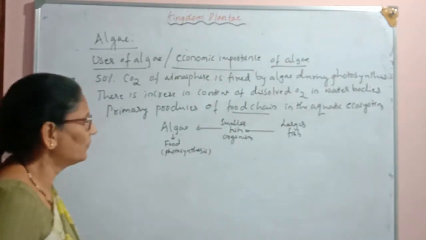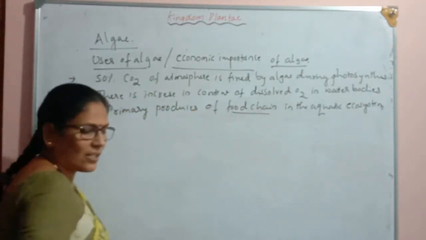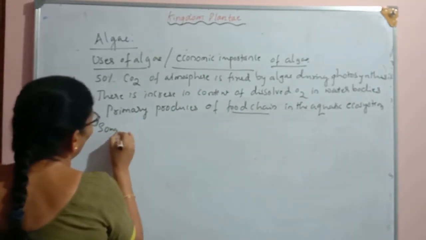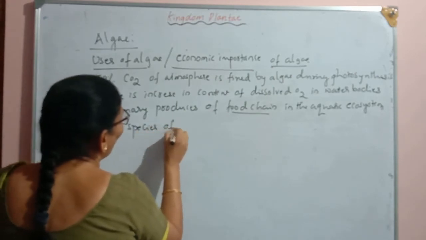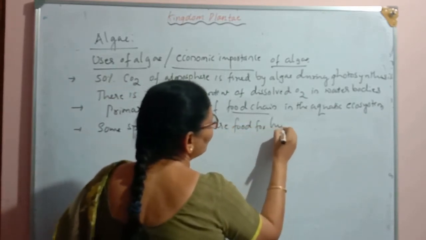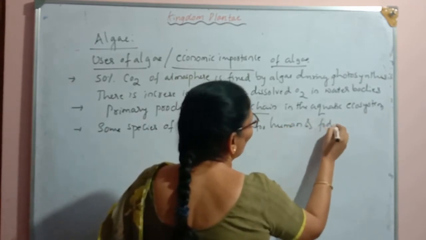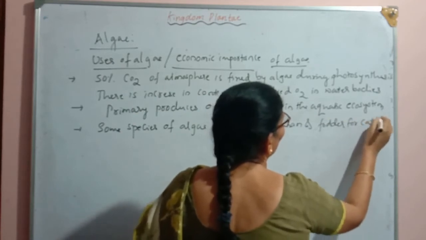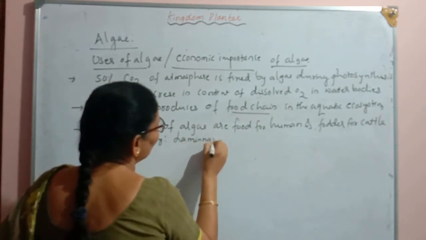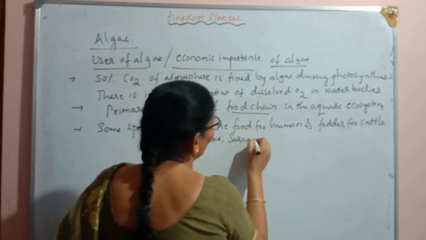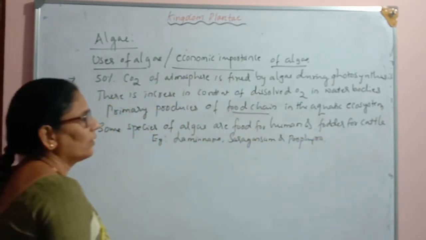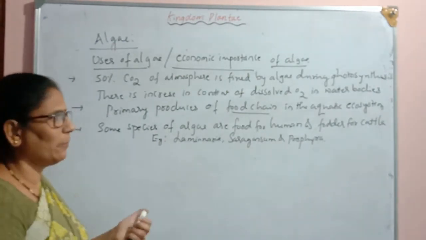The next character: some species of algae are food for human and fodder for cattle. Examples are laminaria, sargassum and porphyra. These are used as food by humans and also as fodder by the cattle.